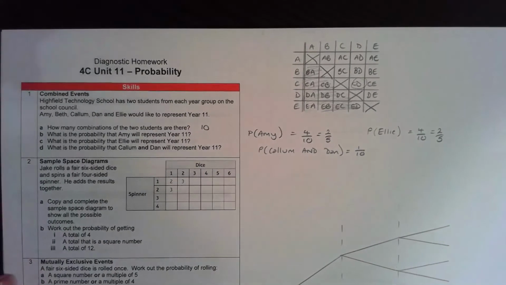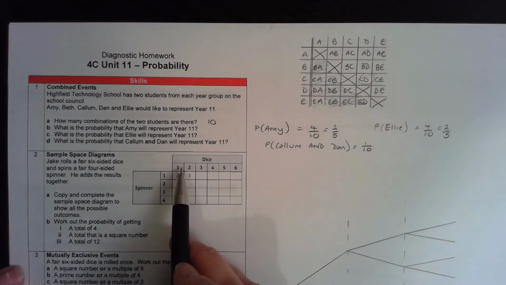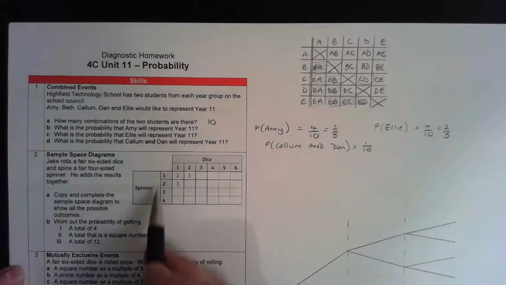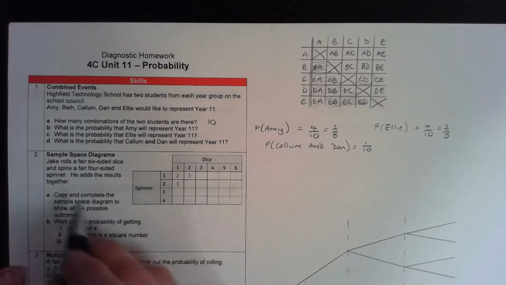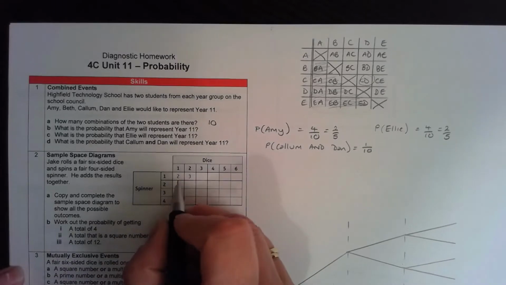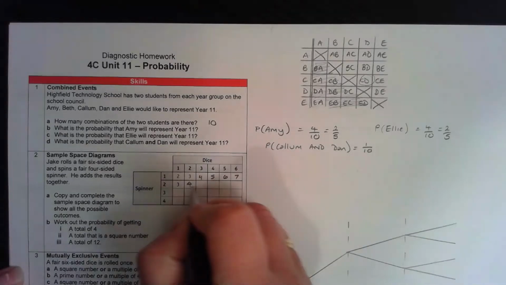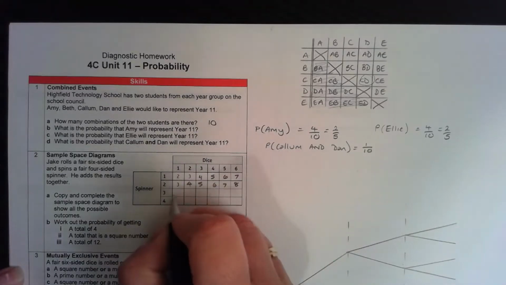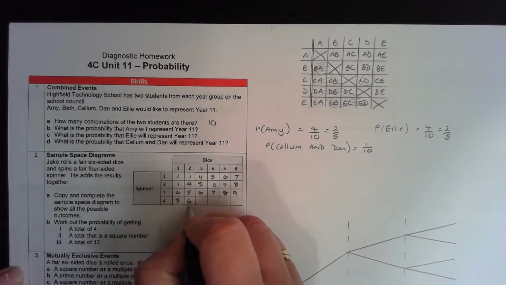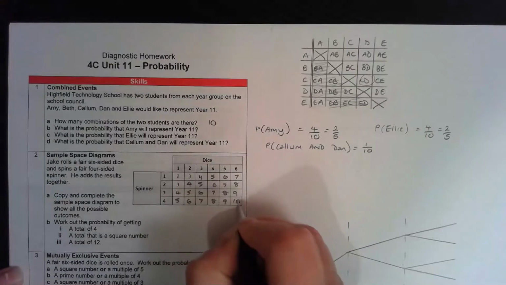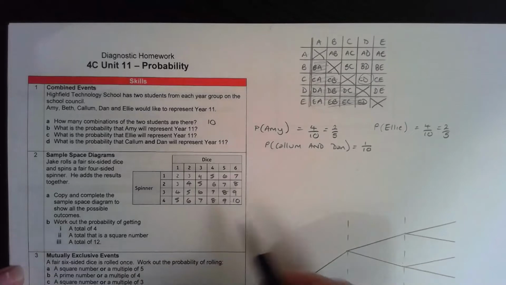Question 2 actually asks you to fill a sample space diagram in. So we have a fair dice and a fair spinner, and our results are the total of the 2. So filling that in, 2, 3, 4, 5, 6, 7, 3, 4, 5, 6, 7, 8, 4, 5, 6, 7, 8, 9, and 5, 6, 7, 8, 9, 10, where each box is the total of the dice score and the spinner score.